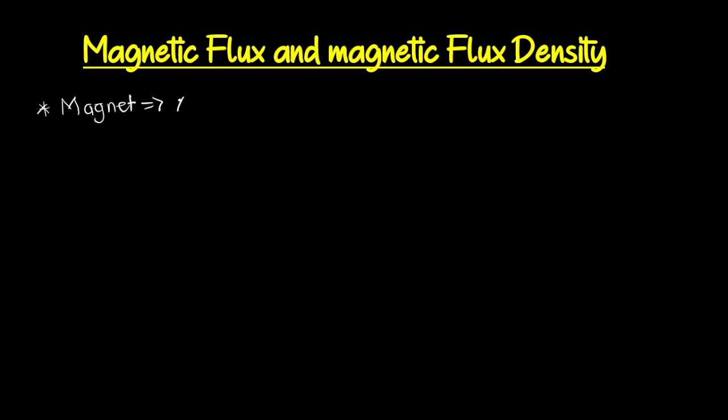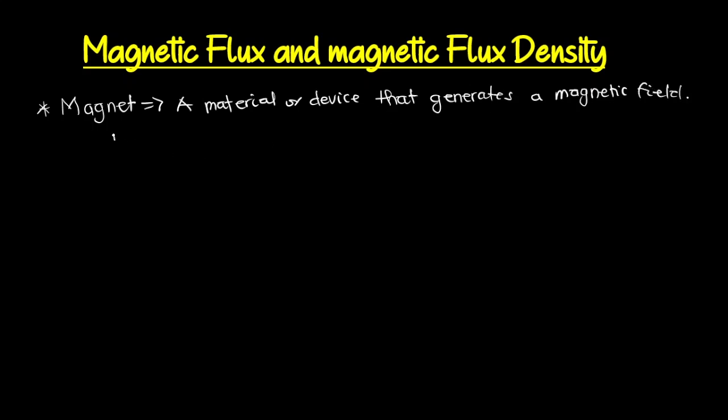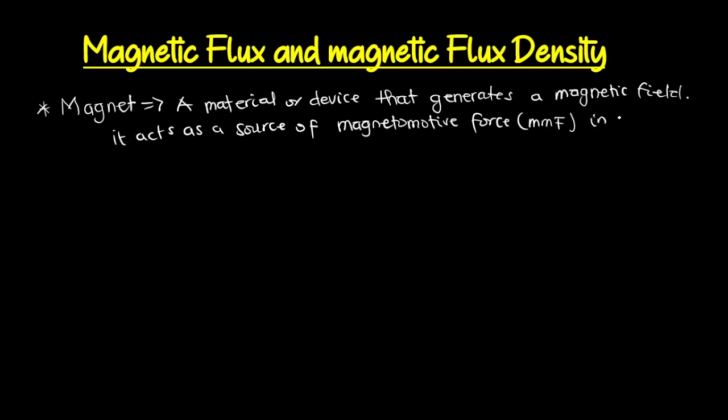So we are saying that a magnet is a material or device that generates a magnetic field. We'll be looking at what a magnetic field is very soon. It also acts as a source of mmf, which is magnetomotive force. We'll be looking at what a magnetomotive force is very soon. mmf in the circuit. All right, so this is what a magnet is: a material or a device that generates a magnetic field.